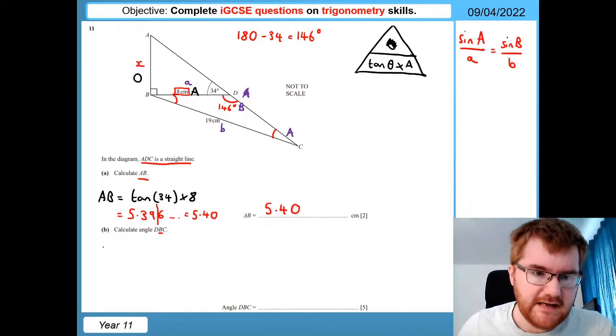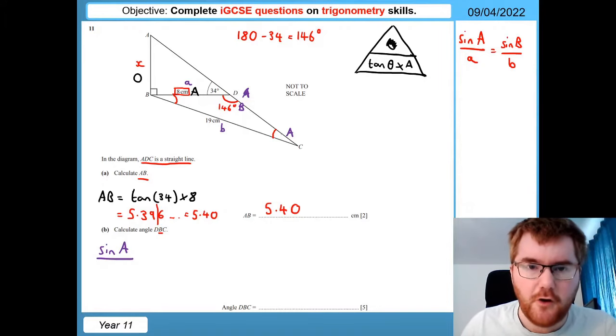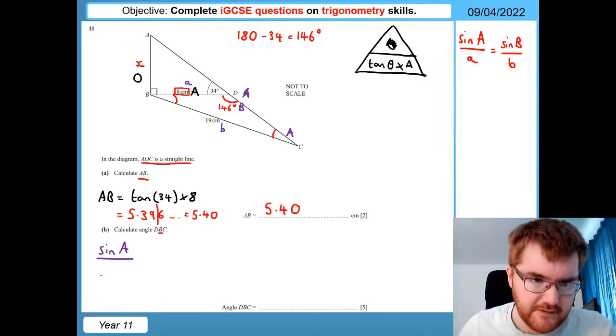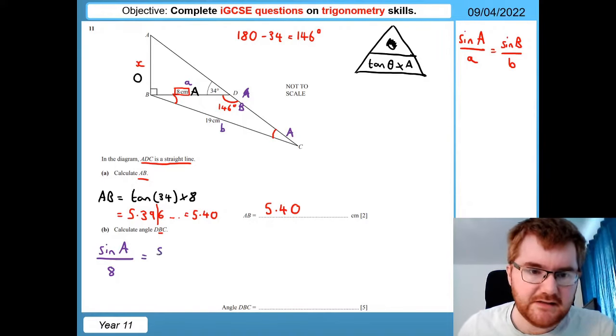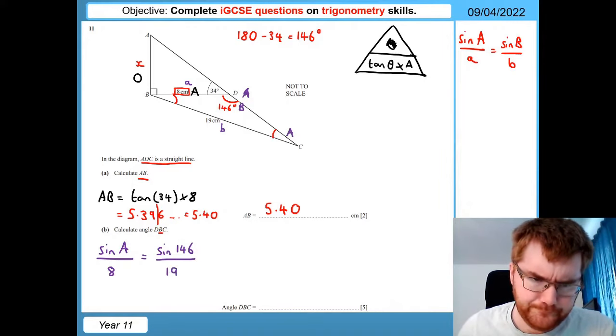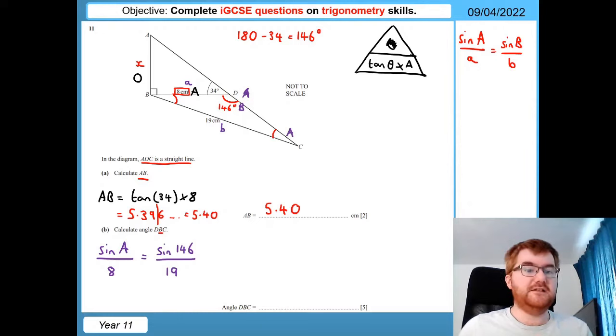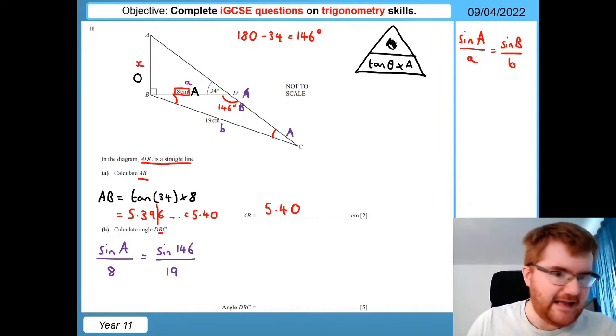So we've got sine A divided by the side opposite it, so that's the 8 over here, and that's equal to sine of the angle here, so that's sine 146 divided by 19. And generally when I have this kind of problem, we want to try and get the A on its own, or the sine A on its own.